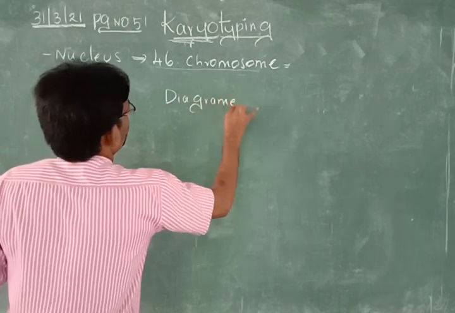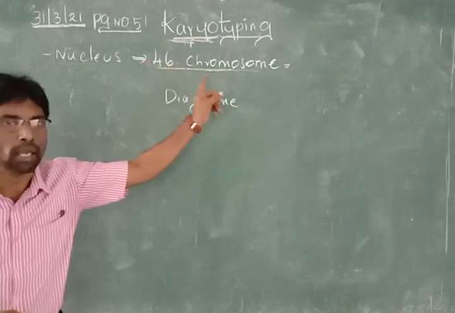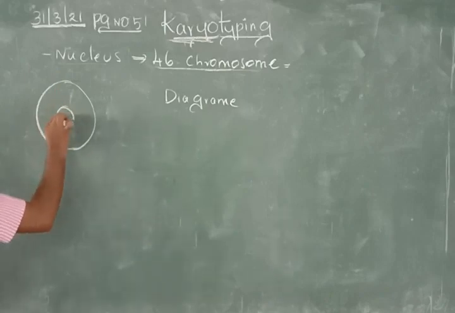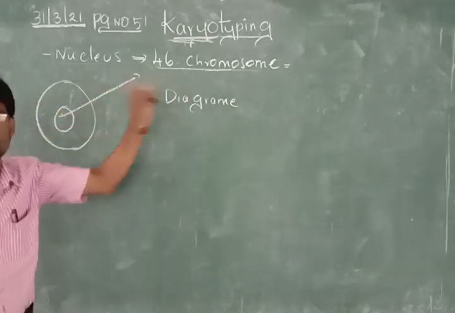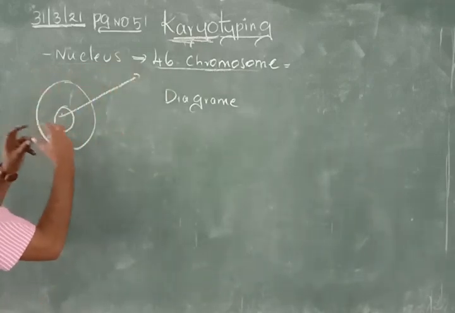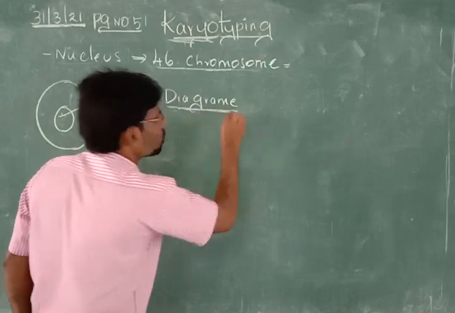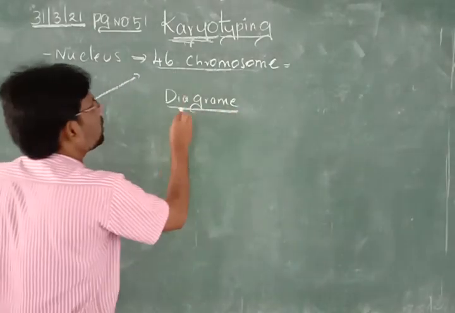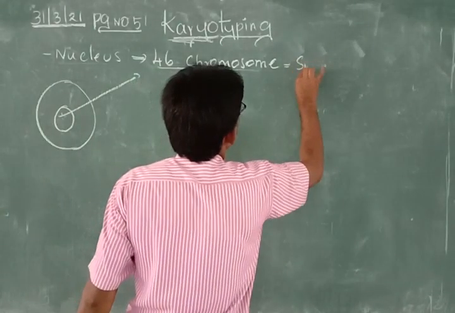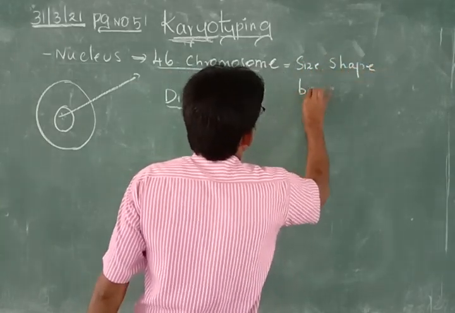So in karyological studies or in karyotyping, a cell will have a nucleus. Inside this nucleus, you will have 46 chromosomes. We are removing this entire set of chromosomes from the nucleus and they are arranged in the form of a diagram. This arrangement is based on the size of the chromosome, the shape of the chromosome, as well as the banding pattern.